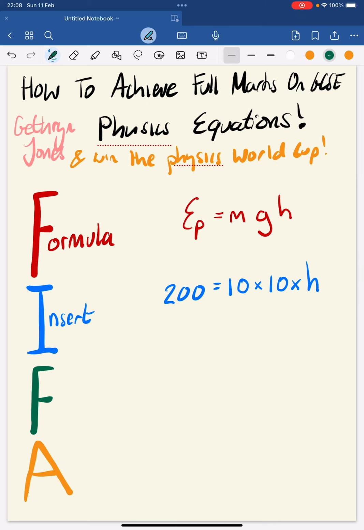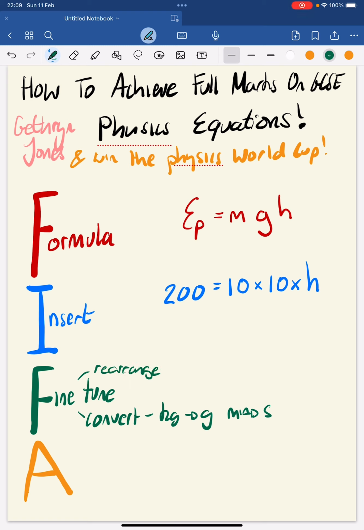The next step we want to do, the F here, is to fine tune. Now, fine tune could be all about having to convert. So maybe it is kilograms to grams or vice versa, or minutes to seconds, something like that. But we also might have to rearrange. And so from this equation here, we want to work out the height, so we do have to rearrange. There's nothing to convert, but we've got to rearrange.